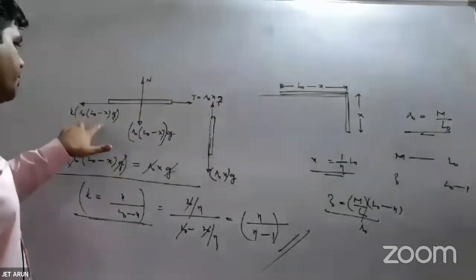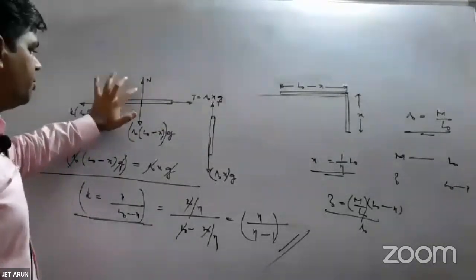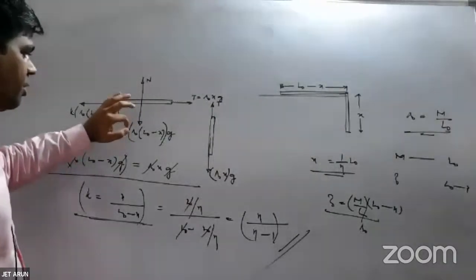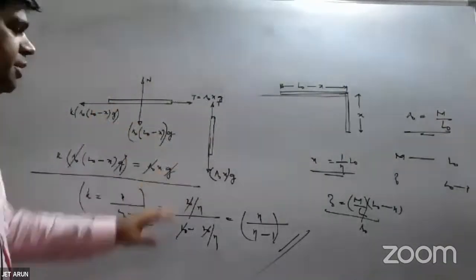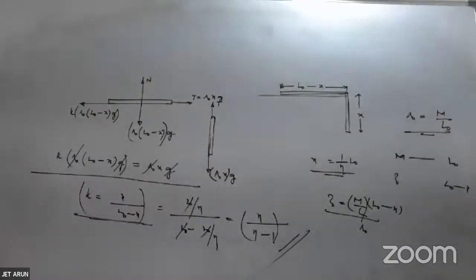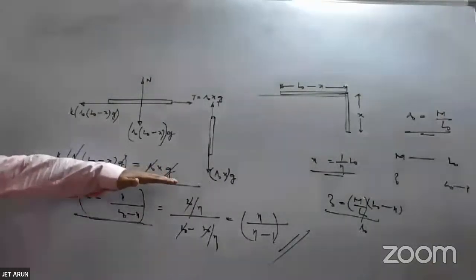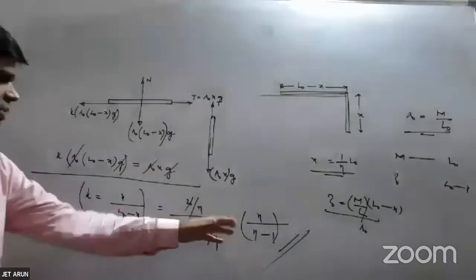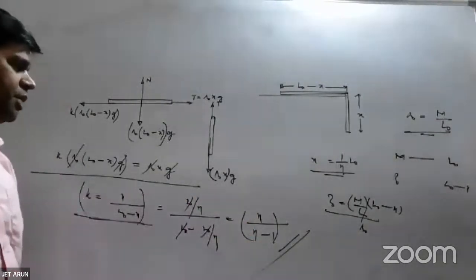But what is the limiting value? Mu into N. What is N? N is equal to mg. What is m? Lambda into (L minus x) into g is N. Here the physics of the problem is over. Just simplification. If we solve this simplification, I'll get mu is equal to eta by (eta minus 1).